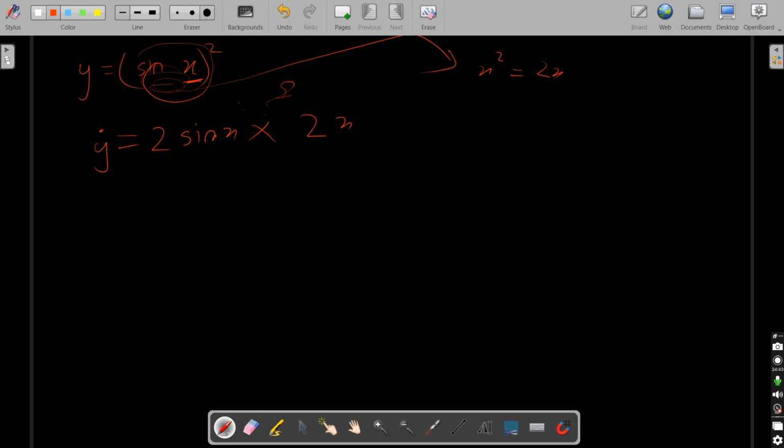But the answer is 2 sin x multiplied by cos x. This wasn't the first term. We took this as x, so the next term will be sin x. So the answer will be 2 sin x cos x.